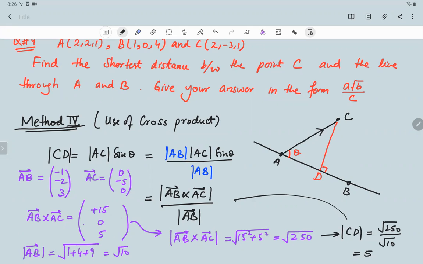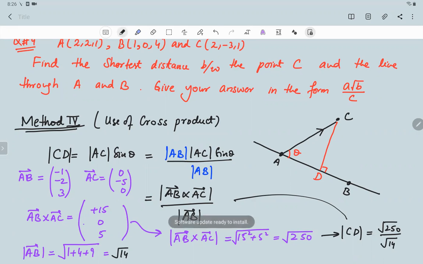What is 15 square? Can somebody help me calculate what is 15 square? 225. 225 plus 25 is 250. So there is no mistake in it. Oh, yeah, I've made a mistake over here. This is under root 14. A little mistake deviated me from the original answer.